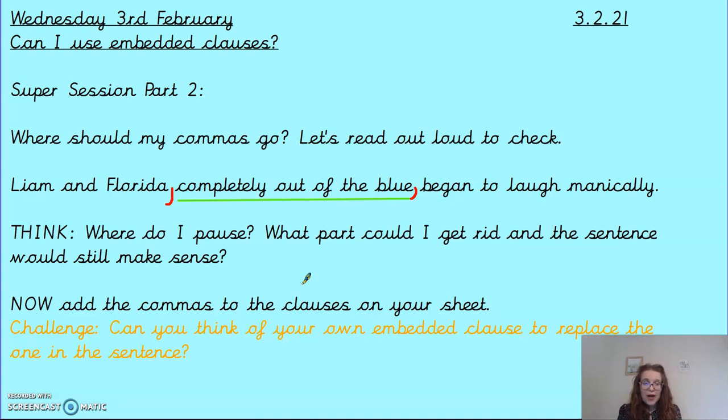Have a look at my example and remember to check by reading it out loud to yourself and then also taking away one part and seeing if the sentence still makes sense. Okay, make sure that sentence still makes sense. And then your challenge: can you think of your own embedded clause to replace the one in the sentence? So see if you can replace this embedded clause with something completely different.